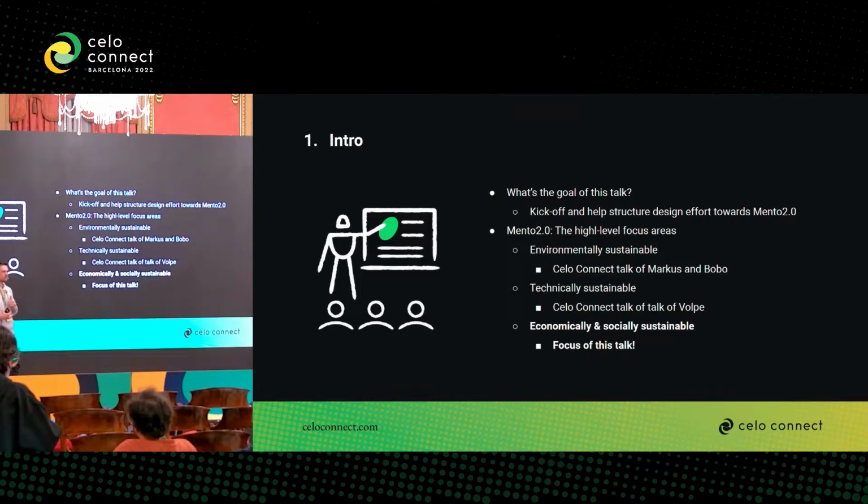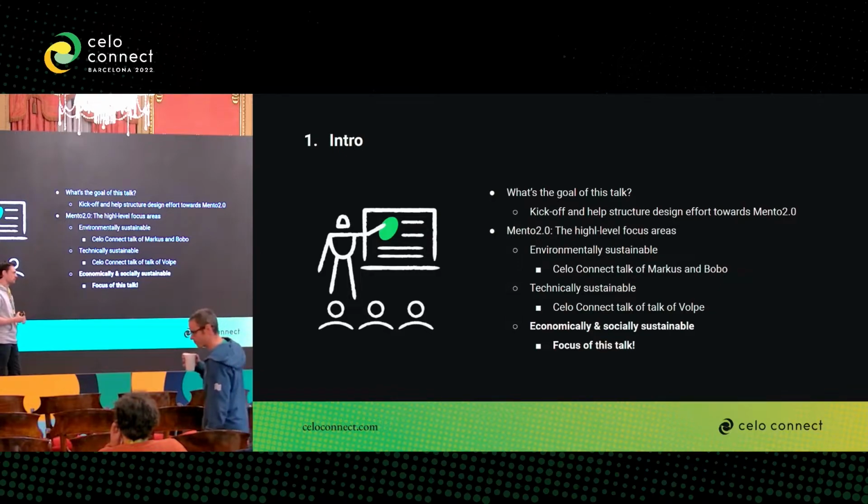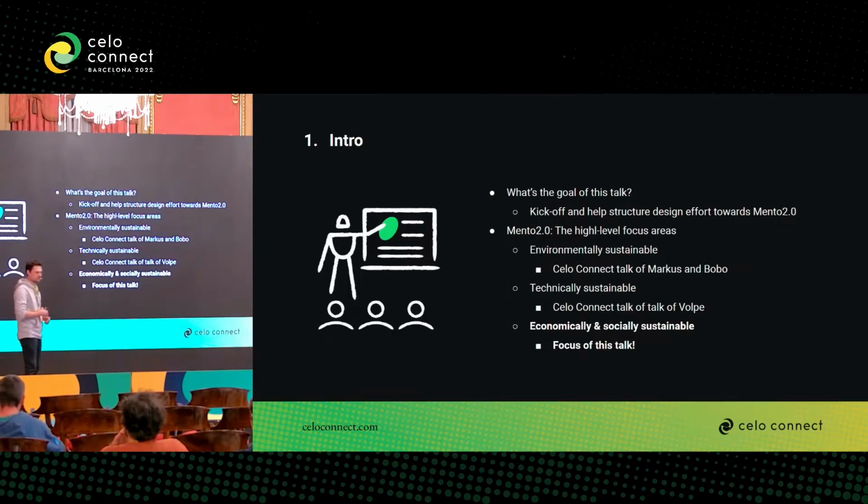We want Mento 2.0, the new version of the stability protocol, to be environmentally sustainable. Marcus and Bobo talked about this earlier today. Bobo is here, if you have questions, in a lot of detail about focusing on this aspect of things. We want Mento 2 to be technically sustainable. That means more scalability, tooling, and all these things. And many of these things Volpe actually touched on in his talk just now.